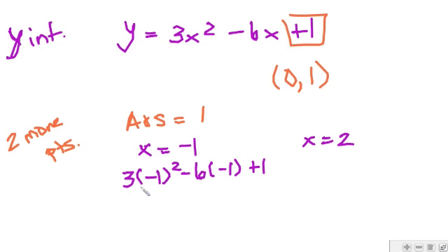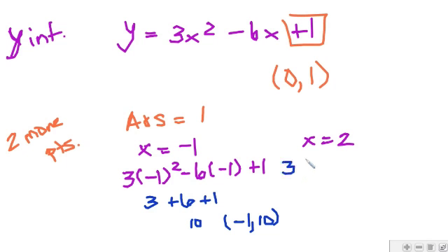This is going to be -1 times -1 is 1, times 3 is 3. -6 times -1 is +6. And then we just bring over the plus 1. 3 plus 6 is 9. 9 plus 1 is 10, which tells me my first point is going to be -1, 10. All right, let's go ahead and do this one now.